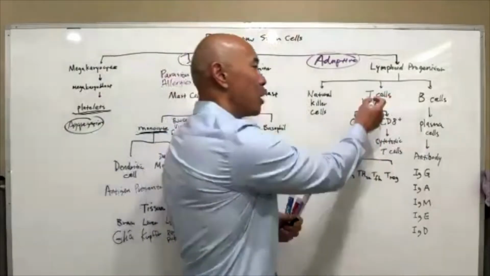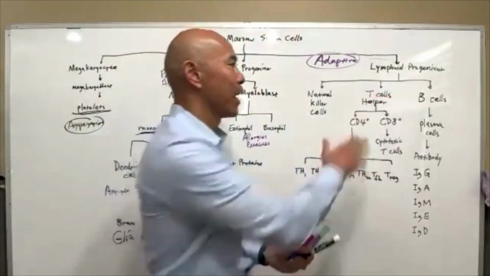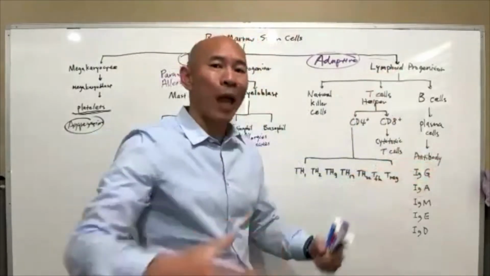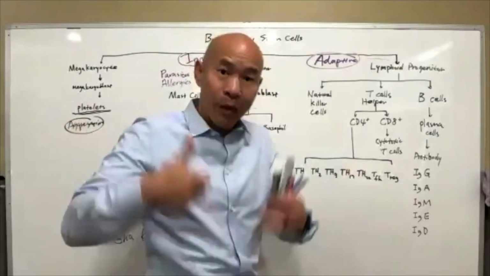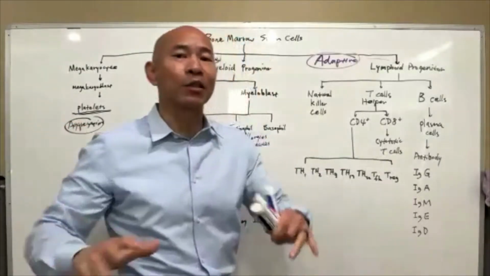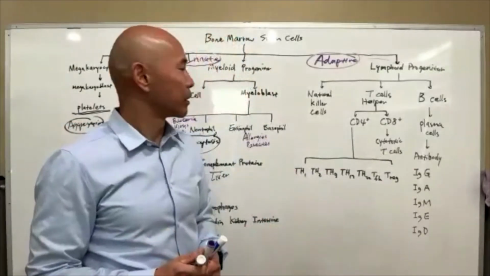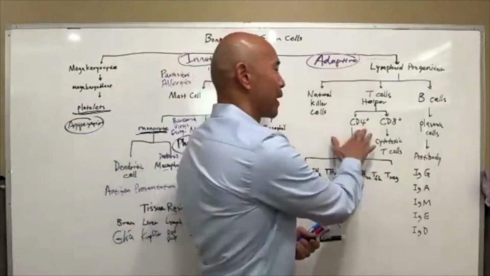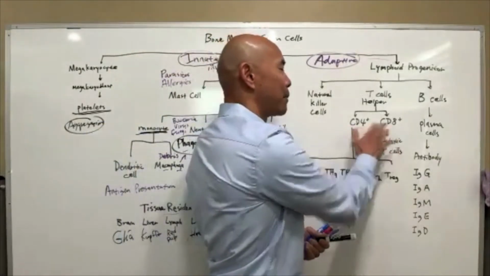Okay. So T helper cells, why are they called T helper cells? Because they help your immune system to amplify the immune response, to turn it up, to communicate with different immune cells to coordinate this action of killing pathogens. Now, there's two main types. There's CD4 positive, CD8 positive.